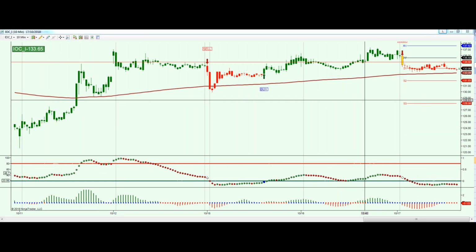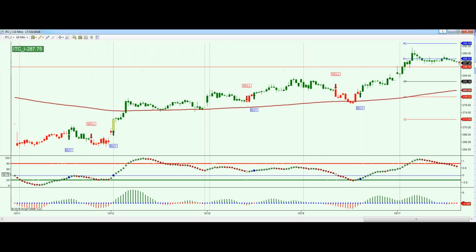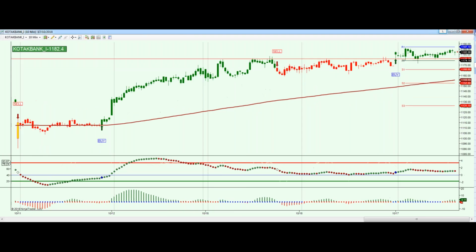We have ITC. It made very good profits. I'll show you. ITC, our entry was 285. It made 290, so around 5 rupees profit in that. Kotak Bank, 1180 was our entry. It did make its target at 1185. That's a small profit of around 5 rupees.